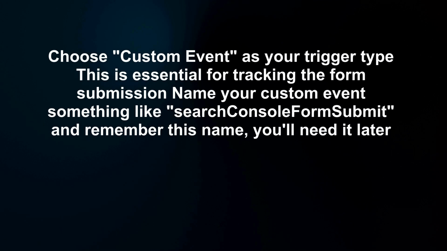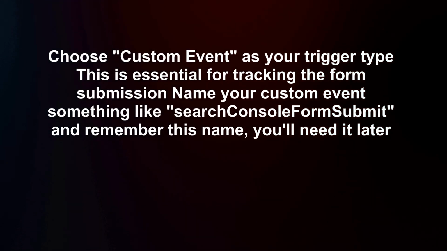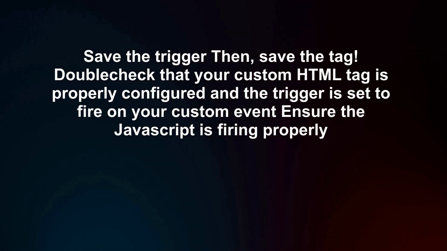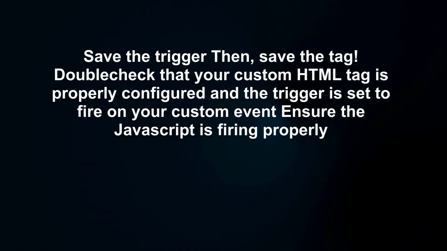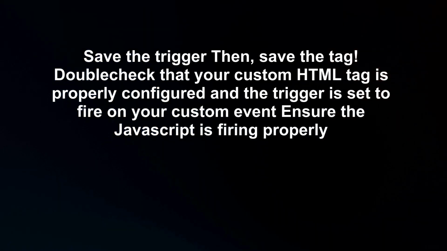Name your custom event something like Search Console Forums and remember this name. You'll need it later. Save the trigger, then save the tag. Double check that your custom HTML tag is properly configured and the trigger is set to fire on your custom event. Ensure the JavaScript is firing properly.